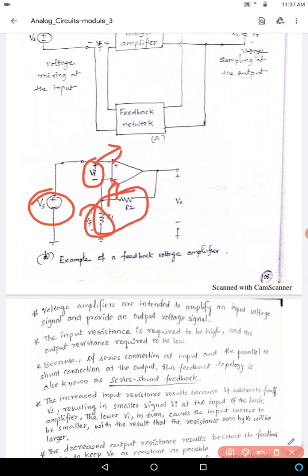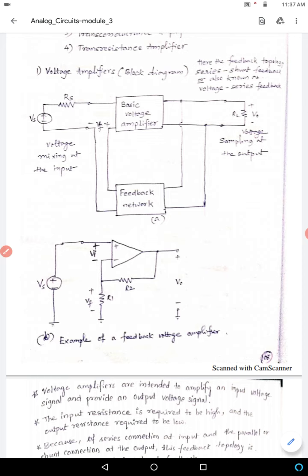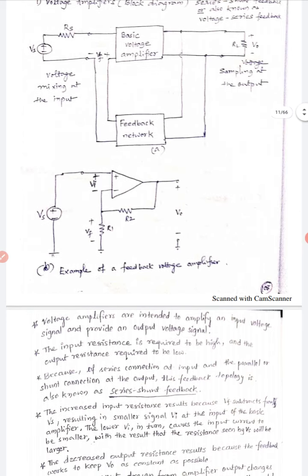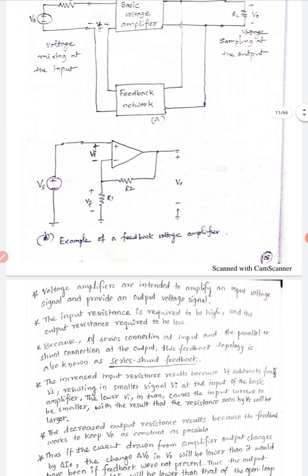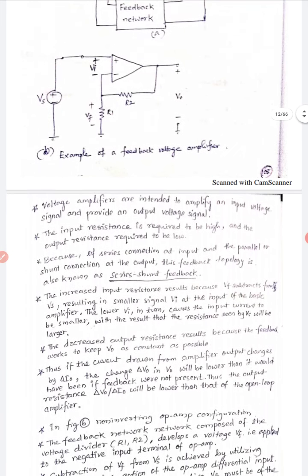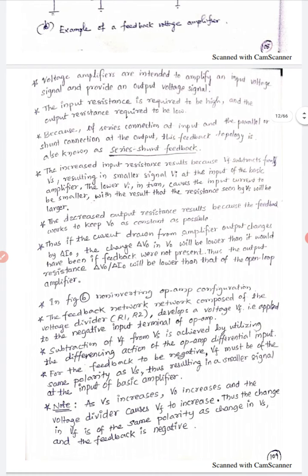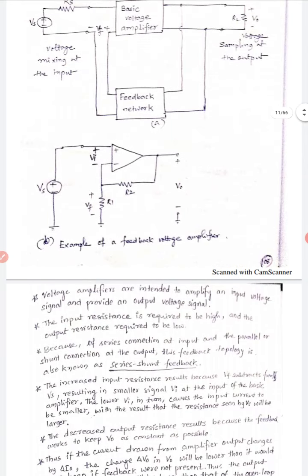One of the important parameters in this voltage series feedback, or voltage amplifier, is that the input resistance should be very much higher compared to the output resistance. Here the output resistance is very much smaller and the input resistance is a very much higher value. This is the overall working of the block diagram of the voltage series feedback, and why it is called series shunt feedback. Here the input is provided to the non-inverting terminal.